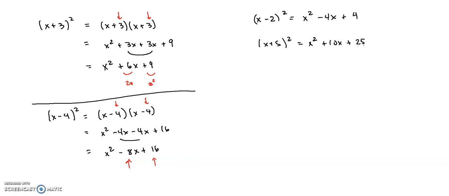Okay, so square the first, square the last, and double in the middle. Now, if you don't just have an x out front, this still works. Let's say we've got 2x plus 3. Okay, if you're unsure, you can always FOIL it out. All right, but we can use this pattern.